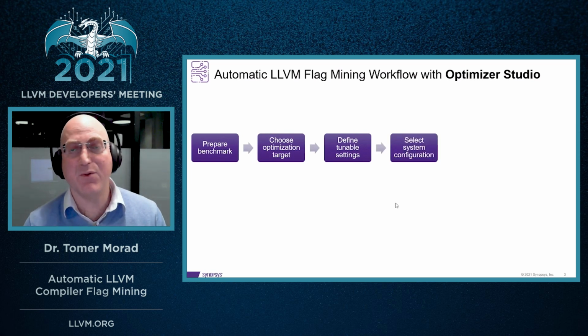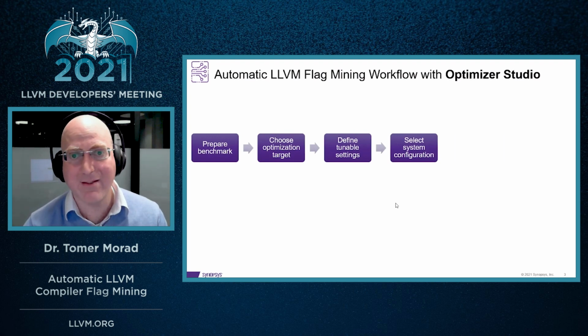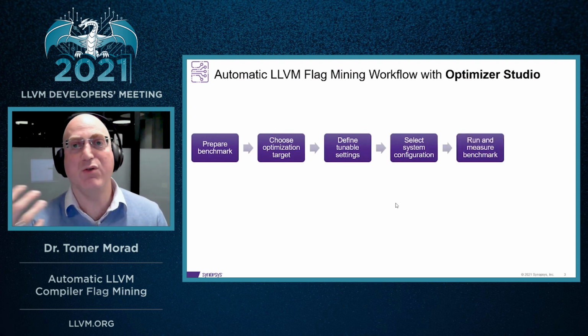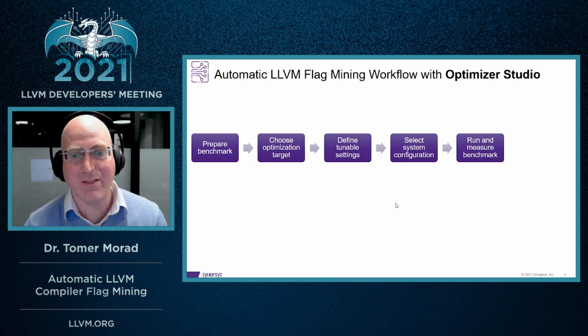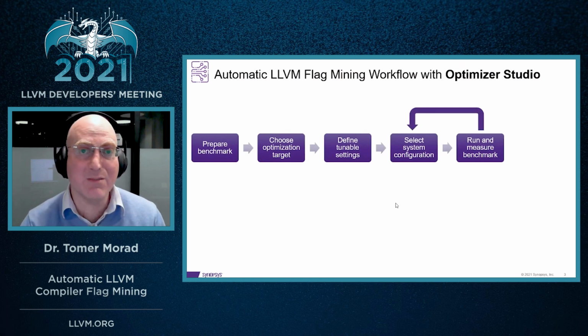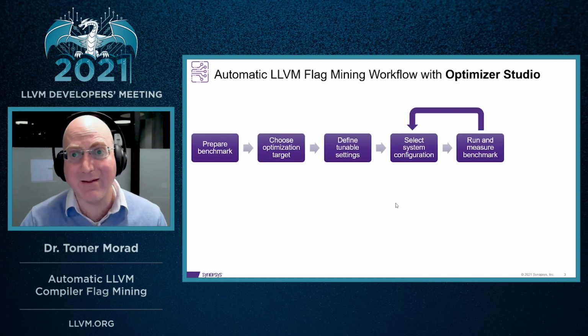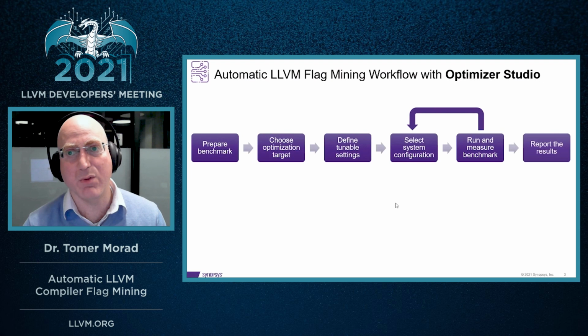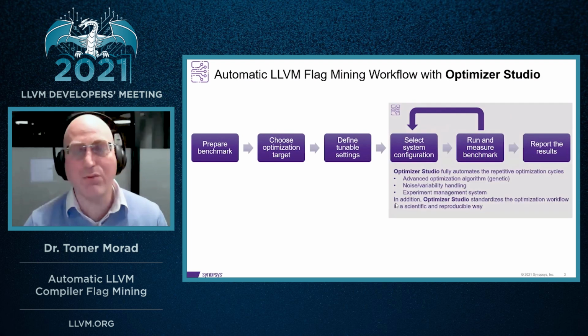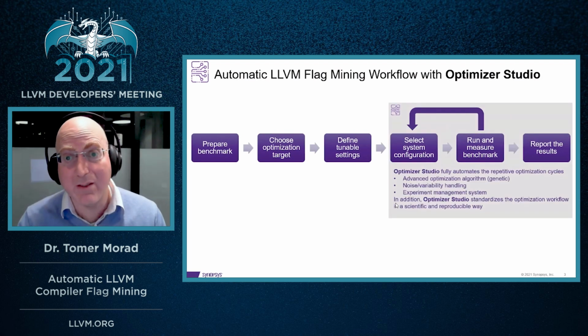So you would select your system configuration, meaning you would choose your flags, then you would compile your application, run it, and measure the results and see how much you would get. And then you would select a different system configuration, run it again and again and again until you find some configuration that you are happy with the results, and you report it. So that would be the manual way. In the automated way, this whole right part is completely automated, including the loop.